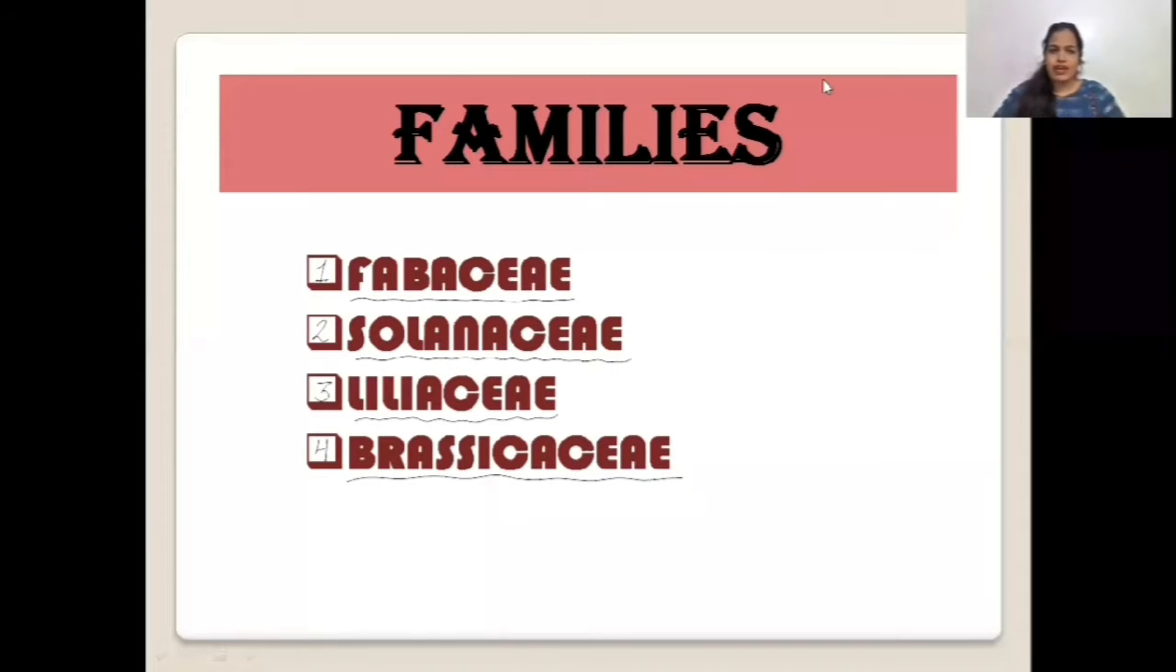So guys, as I told you, we need to study 4 families in total. That is Fabaceae, number 1. Then we have got Solanaceae, number 2. Then we have got Liliaceae, number 3. And the last one we have got is the Brassicaceae family. Remember, in NCERT, they have given the detailed description about the first 3 families, but regarding the 4th family, they have just given the floral formula and floral diagram.